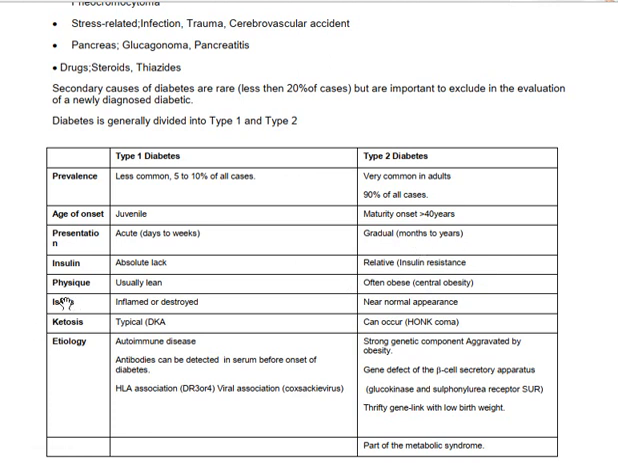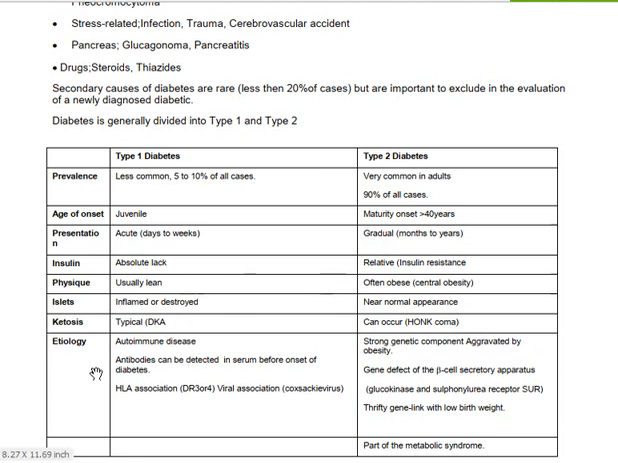Now, at the level of the islets, you have inflamed or destroyed. Is it clear? The islet is inflamed or destroyed here. The islet may be near normal appearance. Ketosis, typically there's diabetic ketoacidosis here. Typically there's a hyperosmolar non-ketotic state. Now, here you need to know that there are different etiologies of type 1 diabetes as compared to type 2 diabetes, which is more genetic.